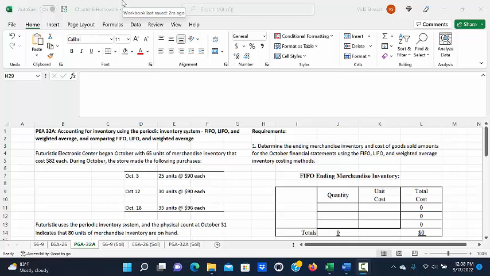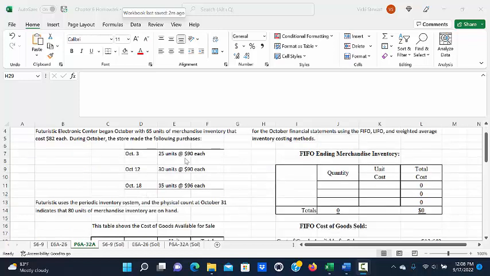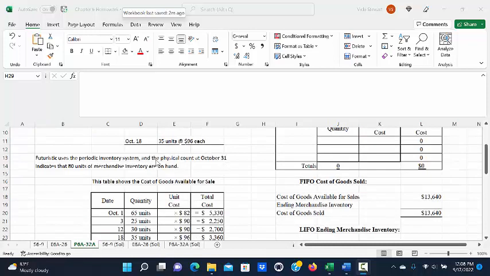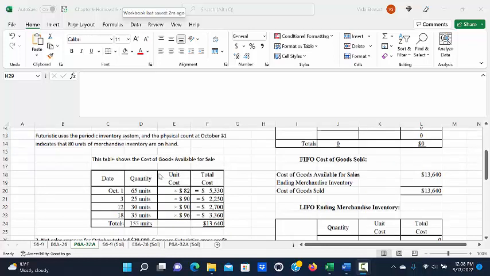Futuristic Electronic Center began October with 65 units of merchandise inventory that cost $82 each, and during October the store made the following three purchases, and the problem gives us the number of units that were purchased and their unit cost. Futuristic uses the periodic inventory system, and the physical count at October 31st indicates that 80 units of merchandise inventory are on hand, and this table shows the cost of goods available for sale.